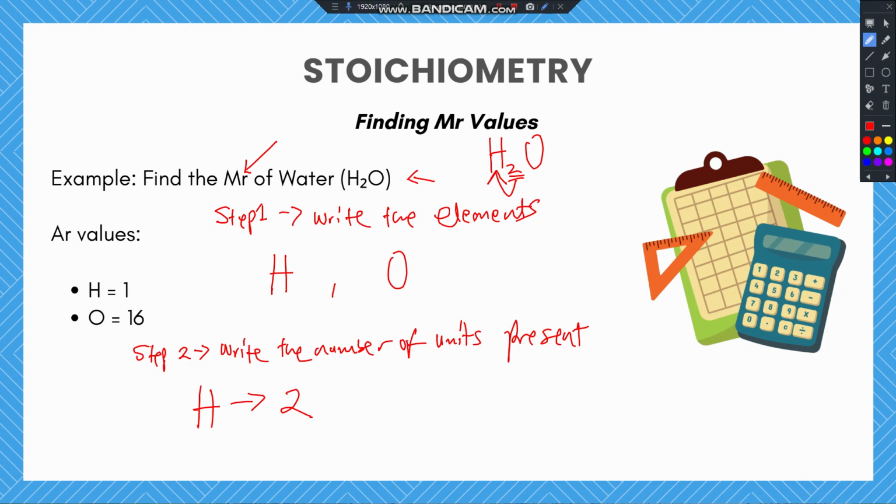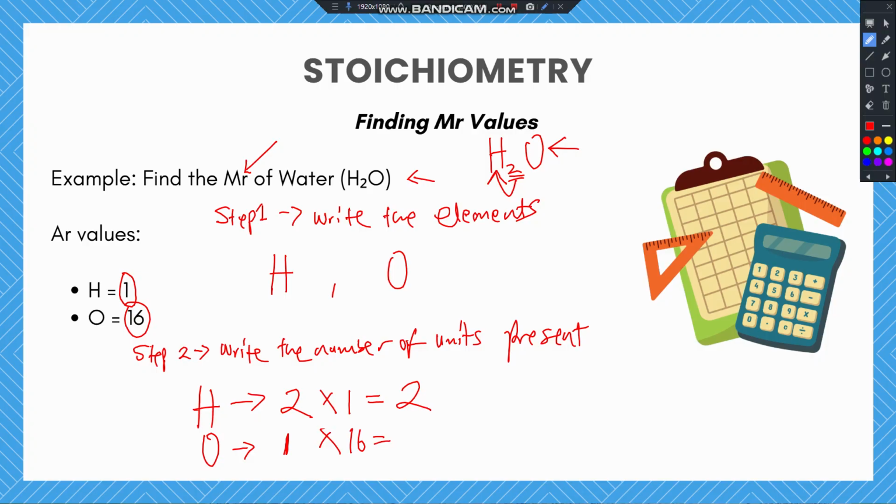So because it has 2 atoms, it now becomes 2 multiplied by the atomic mass of hydrogen. And the atomic mass of hydrogen is 1. So we have 2 times 1, that gives us 2. And then for oxygen, oxygen appears just once. You can see over here oxygen appearing once. 1 times the atomic mass of oxygen, which is 16.